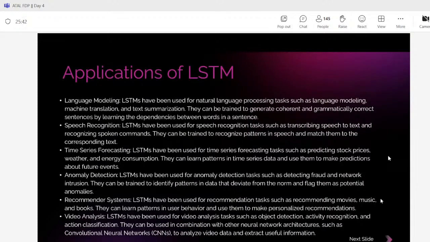And then while coming to time series forecasting, they have been used for predicting stock prices, weather, and energy consumption. Okay, they can also learn the patterns in time series data and use them to make predictions about future events. And then coming to anomaly detection, they are applicable for detecting fraud and network intrusion. They are capable of identifying fraud and intrusion, and they can also be trained to identify patterns in data that deviate from the normal and flag them as potential anomalies.